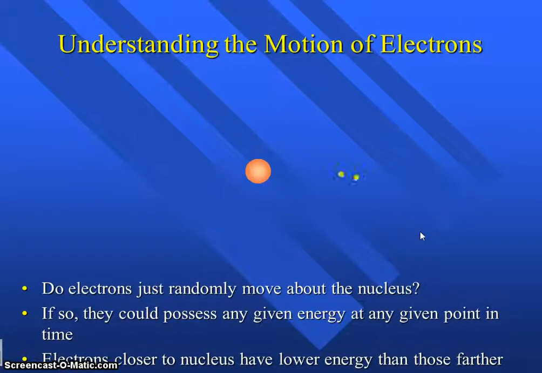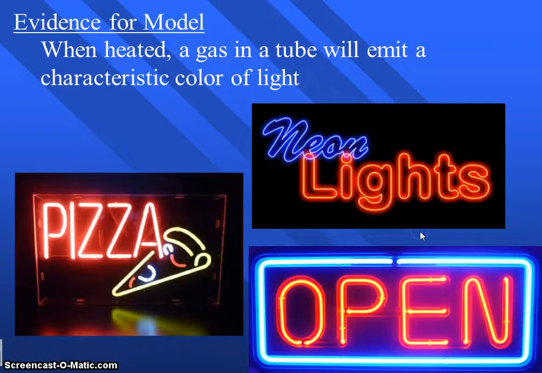For some clues, some evidence for what our model of the atom might actually look like, we want to take a look at neon lights. We're all familiar with these lights. We have a gas inside of this tube, we hook it to a high voltage power supply, and when we do, the gas glows. We get different colors of light depending on what type of gas is present. The neon gives us that orangey red color.